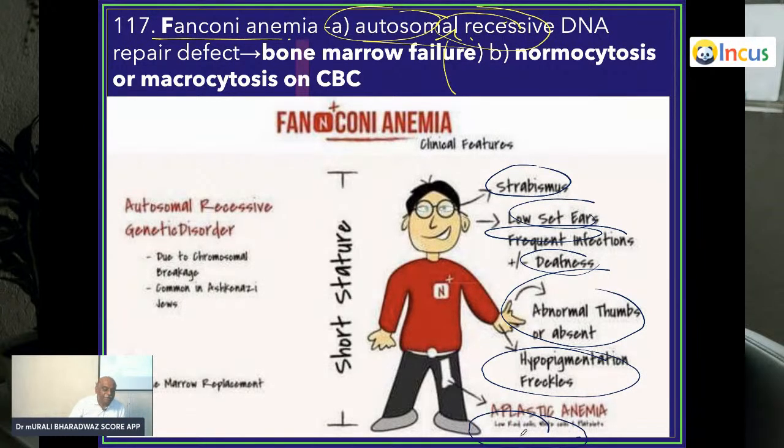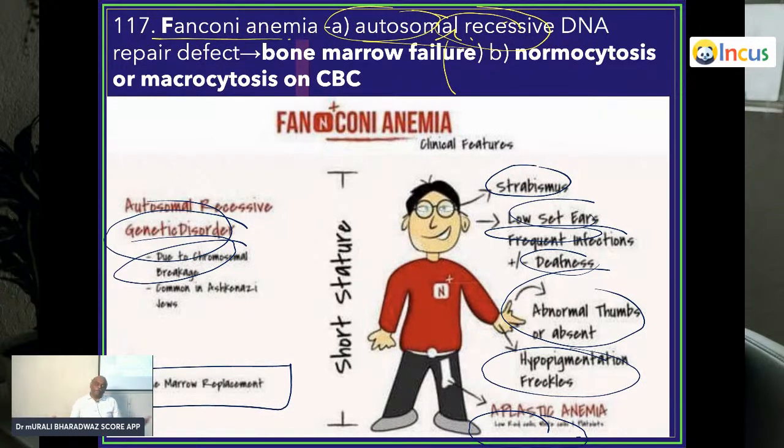They have aplastic anemia. It is an autosomal recessive disorder. It is a chromosomal breakage. And bone marrow replacement is a treatment. These 5-6 points, like a parrot, you need to remember in the mind. What is Fanconi? If I ask, you should tell fatafat. Strabismus, low set ears, absent thumbs, hypopigmentation, presence of freckles, autosomal recessive, it's a DNA repair defect, and that leads to normocytic anemia because it leads to aplastic anemia.